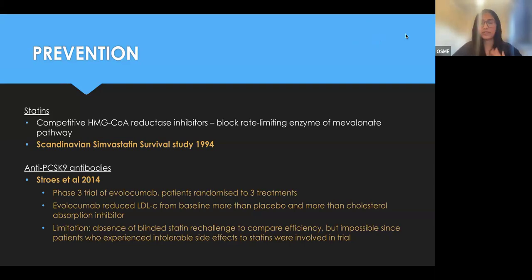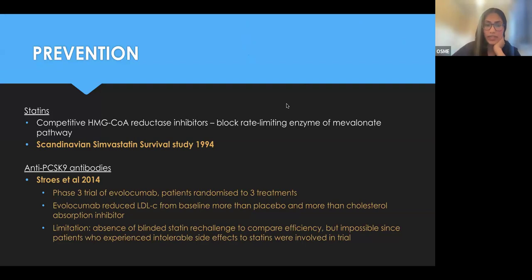It's a bit old now. I think you'll be able to find newer studies for this antibody, but they tested evolocumab against placebo and against a cholesterol absorption inhibitor. And they found that this antibody reduced circulating LDL more than the other two. The usefulness of this kind of monoclonal antibody therapy is that you can use it in patients who can't tolerate statins. So statins are generally well tolerated, but in some patients they can cause muscle side effects.